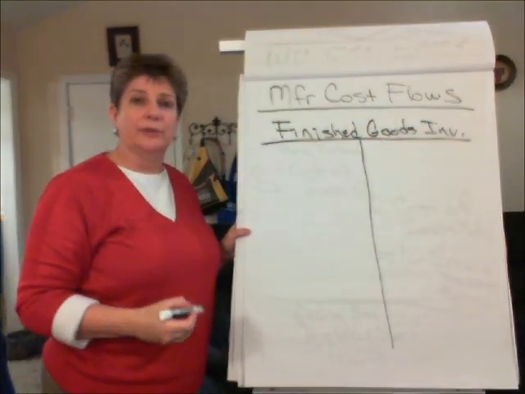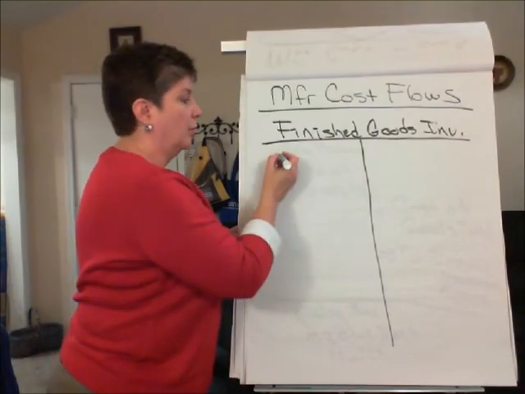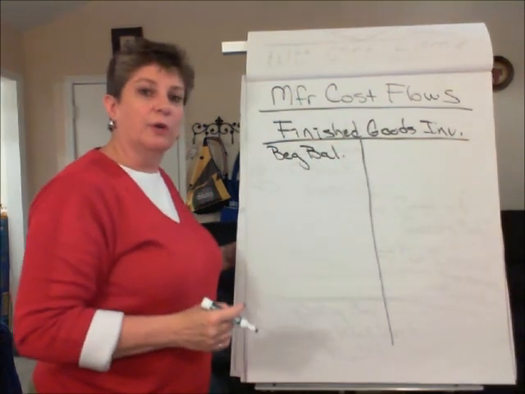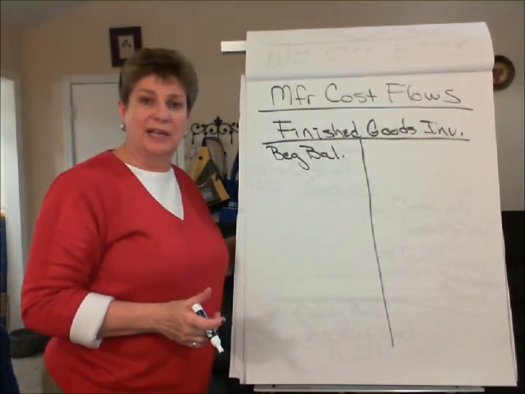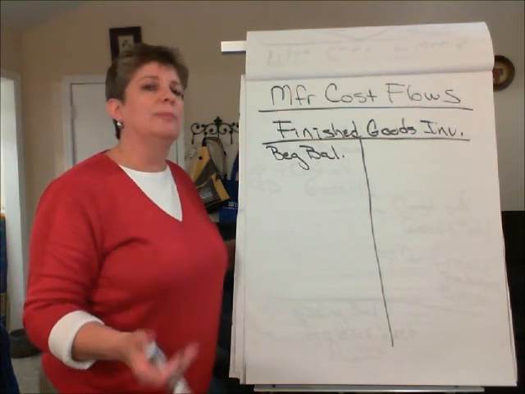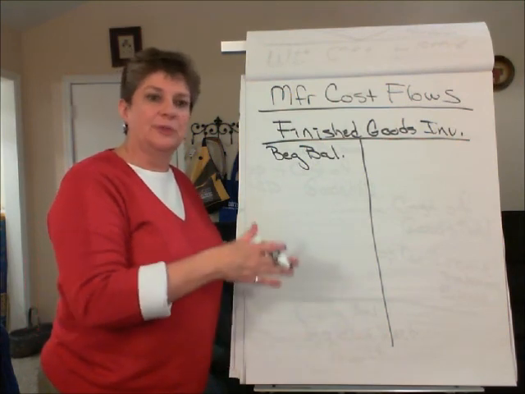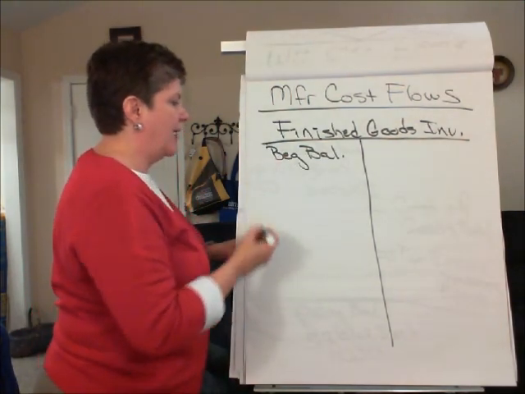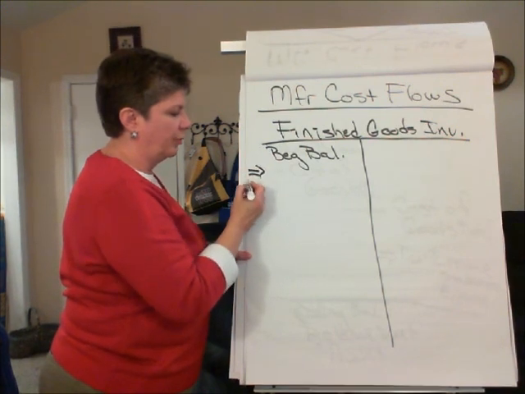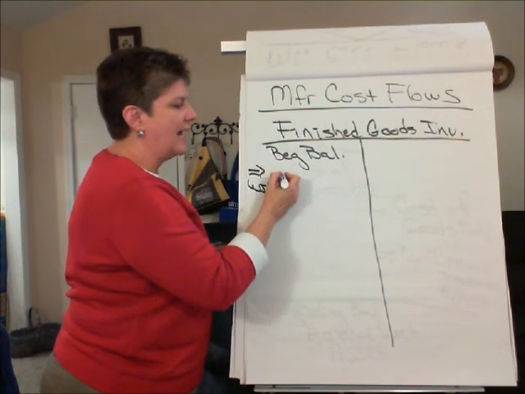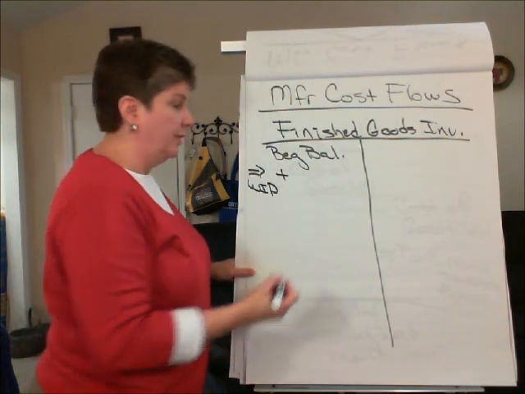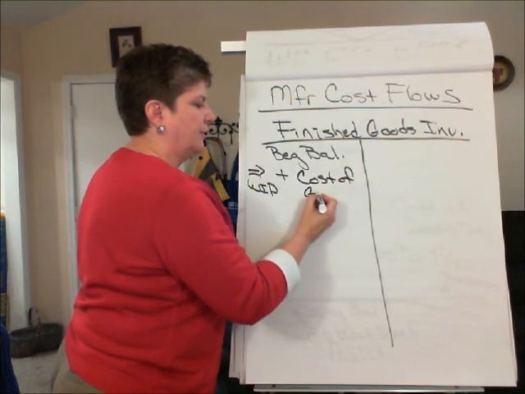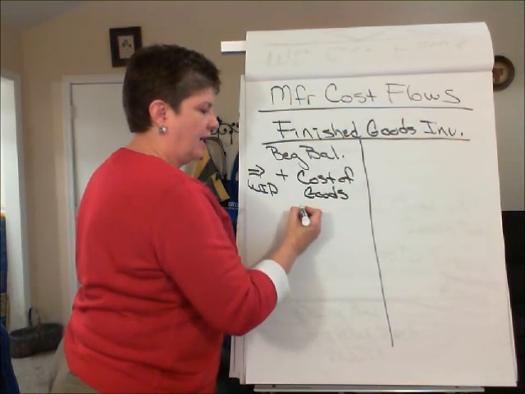Now, like raw materials and work in process, finished goods will probably have a balance in it as we begin the period. That's going to be the cost of units that were completed last period but had not yet been sold by the end of last period. Last period's ending balance is this period's beginning balance. To that balance from work in process, we will add the cost of the completed units, which is called cost of goods manufactured.